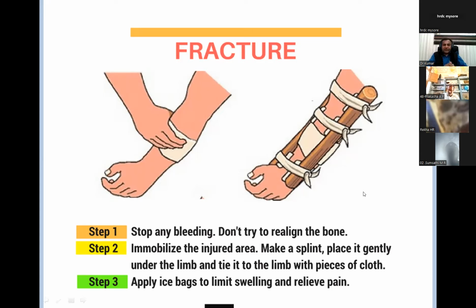So please remember, in case of fracture, the basic thing to be remembered is to stop any bleeding and don't try to realign the bone. Don't try to realign it by yourself. Then immobilize the injured area. Then we can apply the ice packs. We can apply the cold pack.